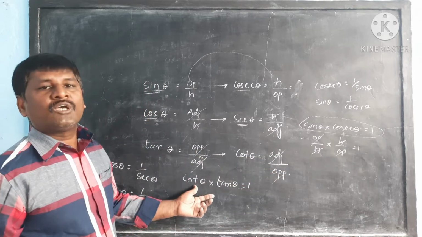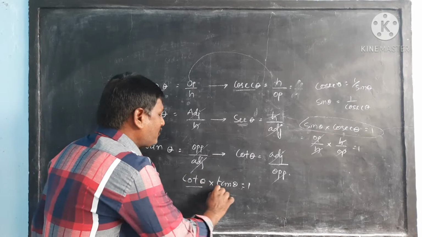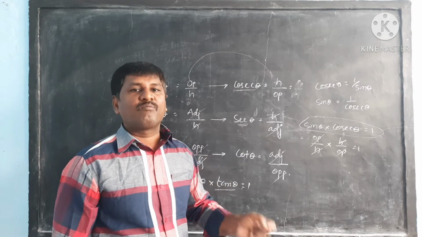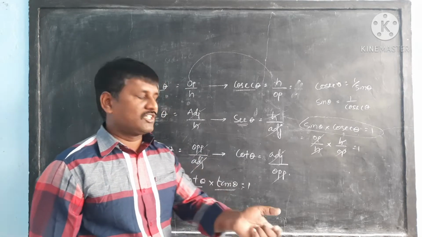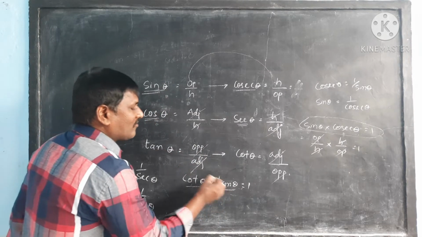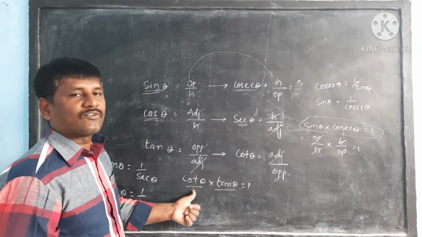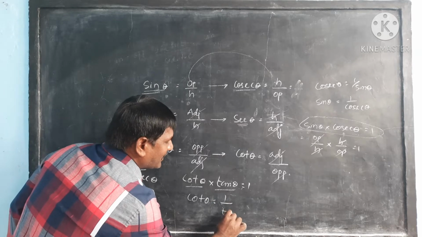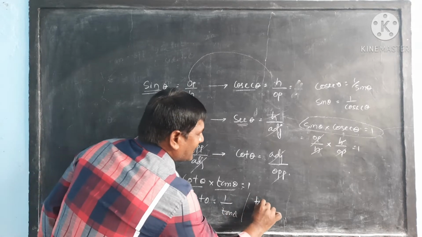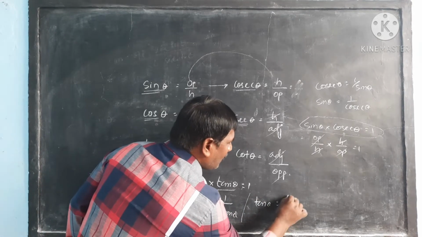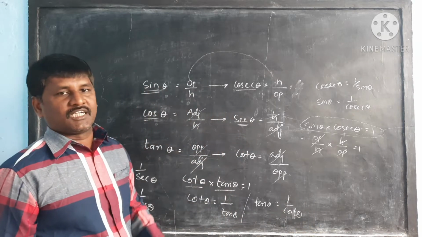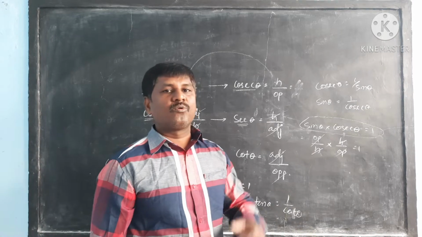సో ప్రొడక్ట్ ఏమొస్తుంది 1. సో ద ప్రొడక్ట్ ఆఫ్ 2 రేషనల్ నెంబర్ is equal to 1 అంటే మనకు ఒకటి అర్థమైందంటే, దే ఆర్ మల్టిప్లికేటివ్ ఇన్వర్స్ టు ఈచ్ అదర్. అంటే cot కి మల్టిప్లికేటివ్ ఇన్వర్స్ అవుతుంది tan, tan కి మల్టిప్లికేటివ్ ఇన్వర్స్ అవుతుంది cot. అంటే cot theta is equal to 1 by tan theta. At the same time tan theta is equal to 1 by cot theta. సో ఇది రిలేషన్స్ అన్నమాట. ఇది కాకుండా మనకి ఇంకొక 2 రిలేషన్స్ ఉన్నాయి.